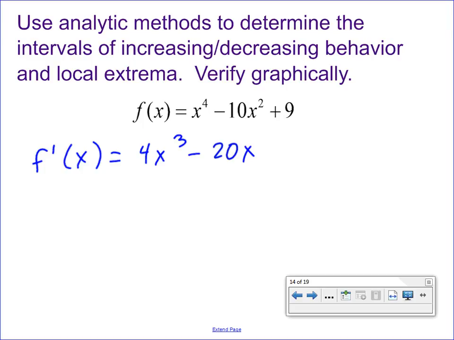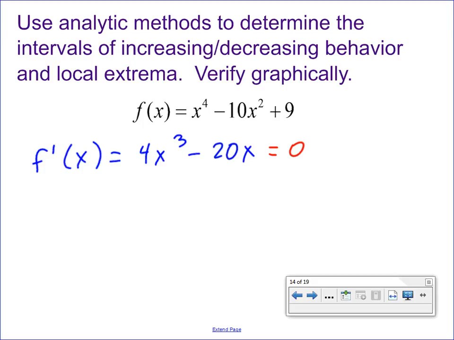When y prime is negative, then y is decreasing. So what are we going to do? We're going to find those critical values by seeing when f prime is equal to 0 or undefined. Will f prime of x, 4x cubed minus 20x ever be undefined? No. So since f prime is defined for all real x because it's a polynomial, I only need to consider when it equals 0, and that'll be my sole source of critical values. And those are my potential extremes, local extremes. So what do we do? Set equal to 0, let's solve.